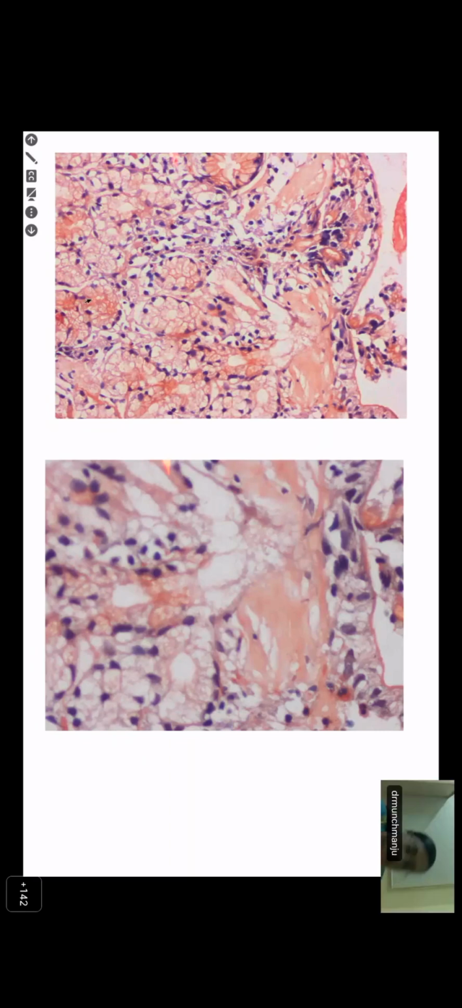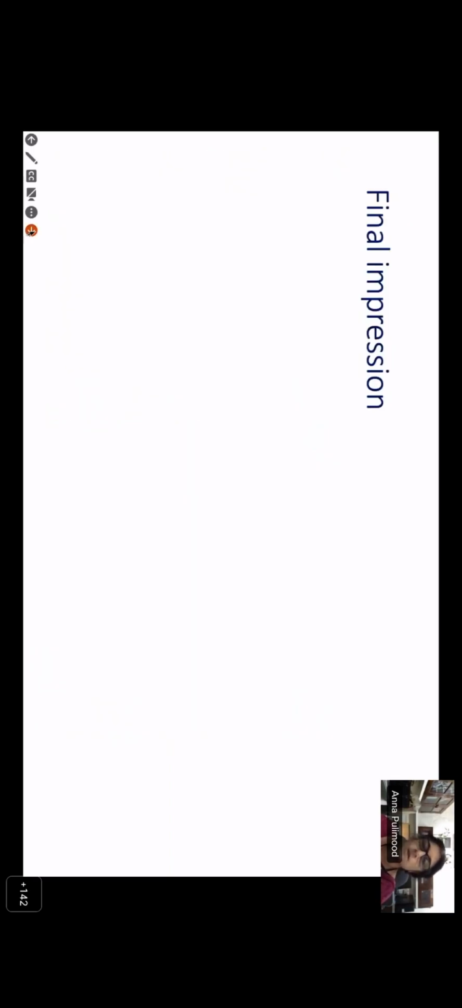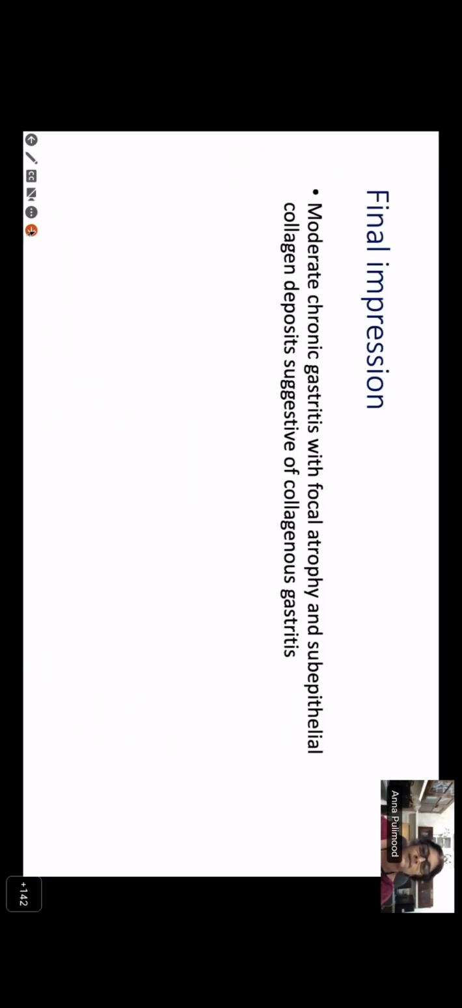It has the same color as other structures in the mucosa, so it has no distinct color. So this is not amyloid. Okay, so amyloid ruled out. And we saw that it was collagen positive. So there's a collagen band below the surface epithelium. So the diagnosis is collagenous gastritis.